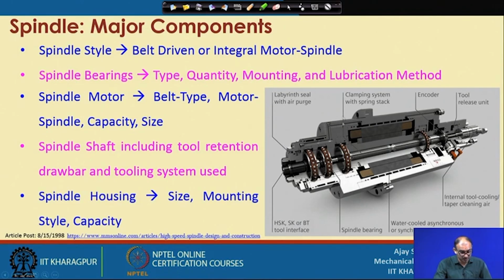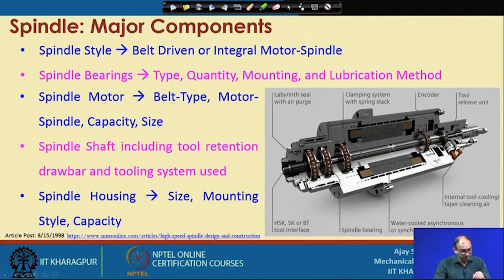Housing is also important, which type of housing you are using for all these things here. So, that is the size, mounting style, capacity, what is the total size of this thing. These are the different components which are different for different types of spindle, because if you are looking at a high speed spindle, then you have to go with this integrated motor spindle. Then you also have to provide lubrication of the bearing and everything, because when it is rotating at high speed, lubrication is very important.